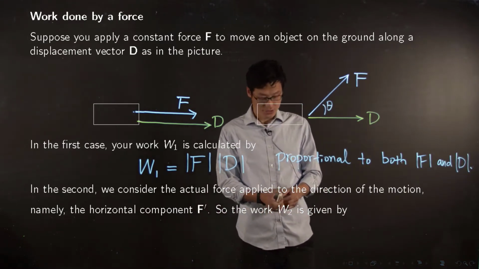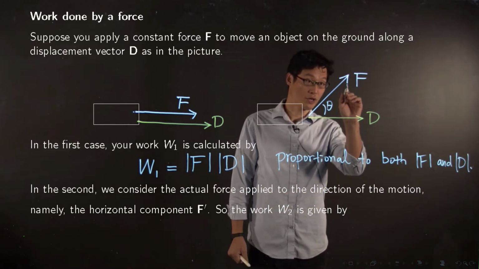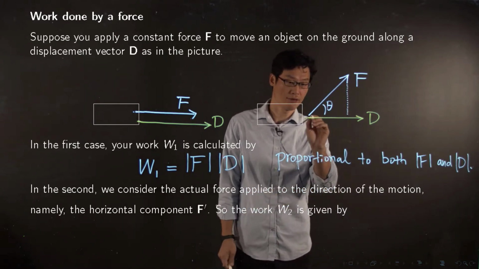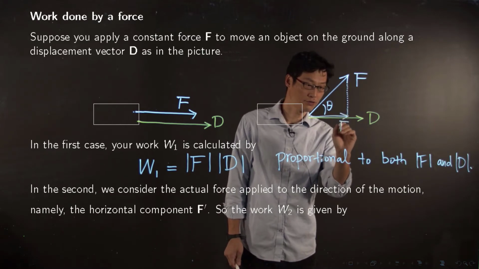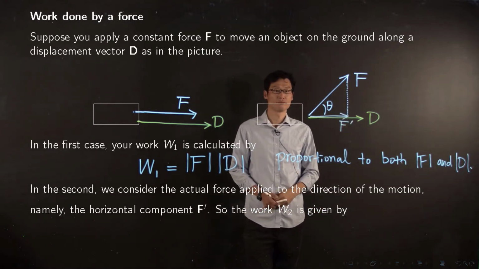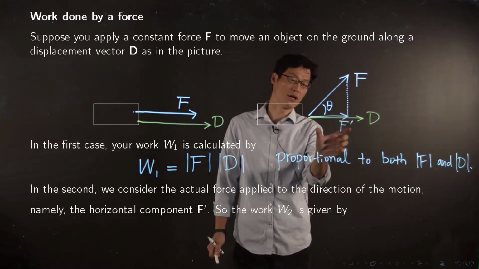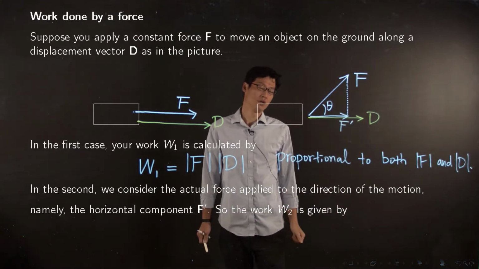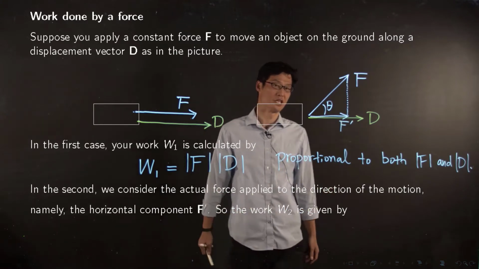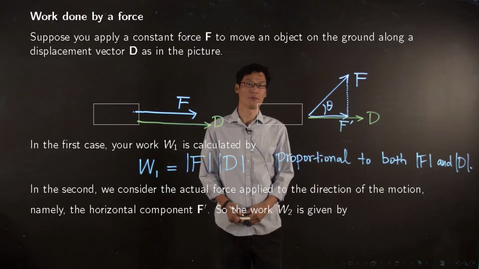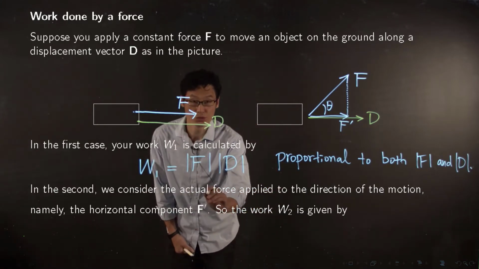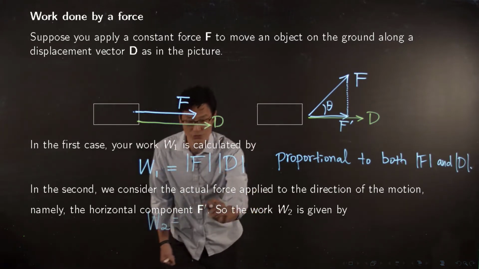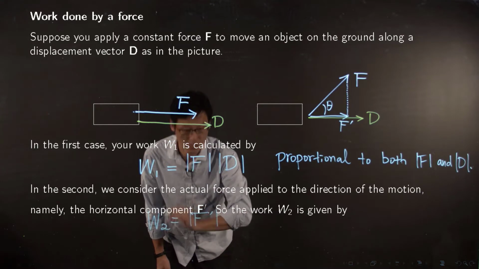So if you think of a right triangle, then we will get a vector F prime. So essentially, only F prime is applied on this object to move along the displacement vector D. So that's why we need to consider this F prime. So for this, W2 is going to be magnitude of F prime and magnitude of D.